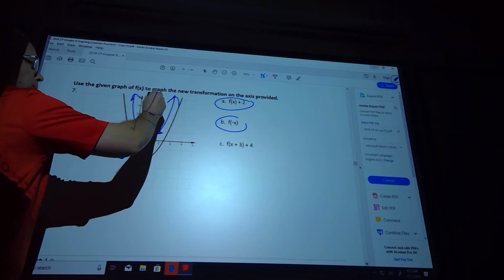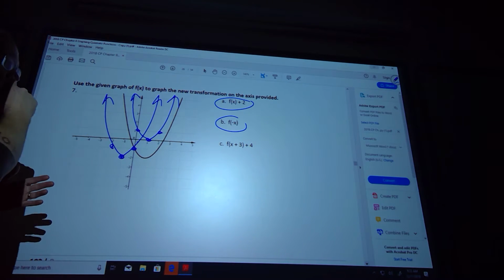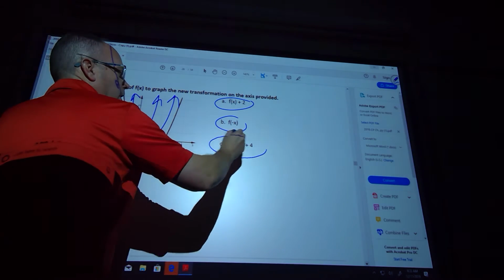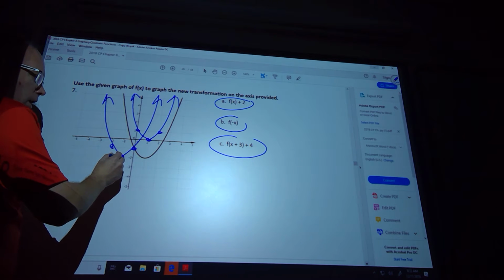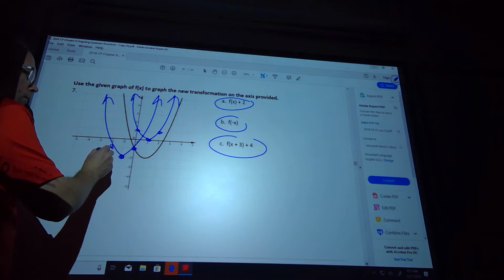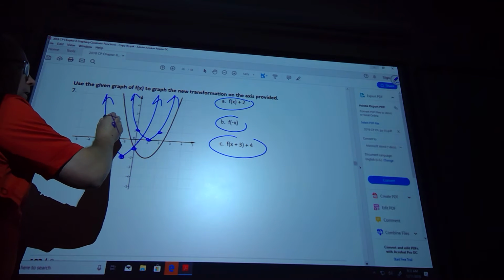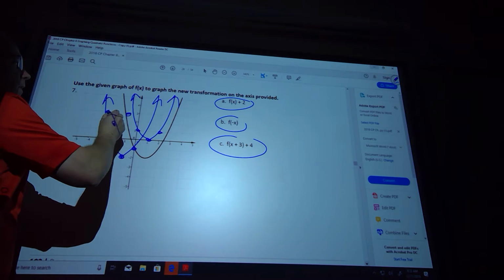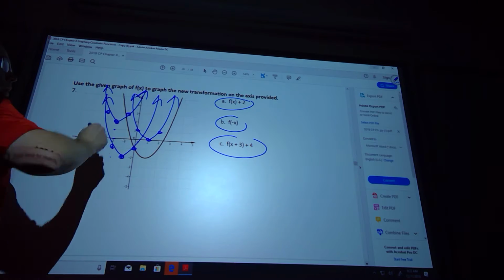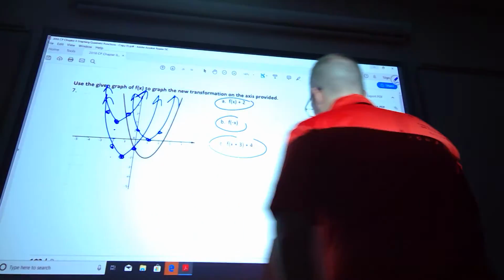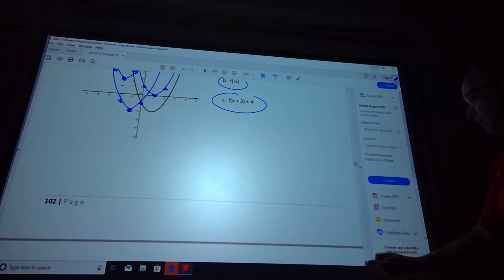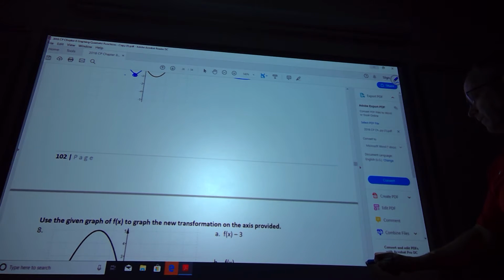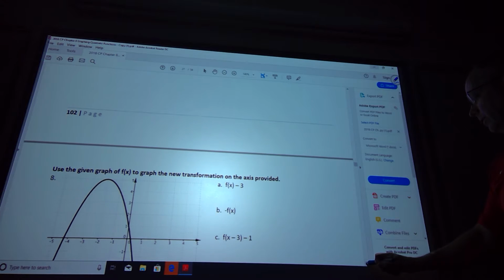So do you see how it flipped over the y-axis? That's what it was doing. And then this one here is going to shift left 3. So I'm going to go left 3, 1, 2, 3, and up 4, 1, 2, 3, 4. And it's still the pattern graph with the right 1, up 1. Number 8, you can do on your own.